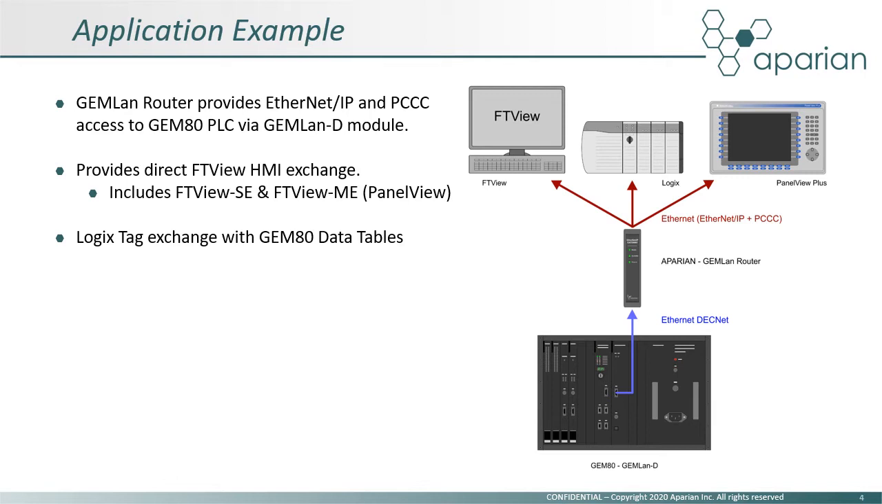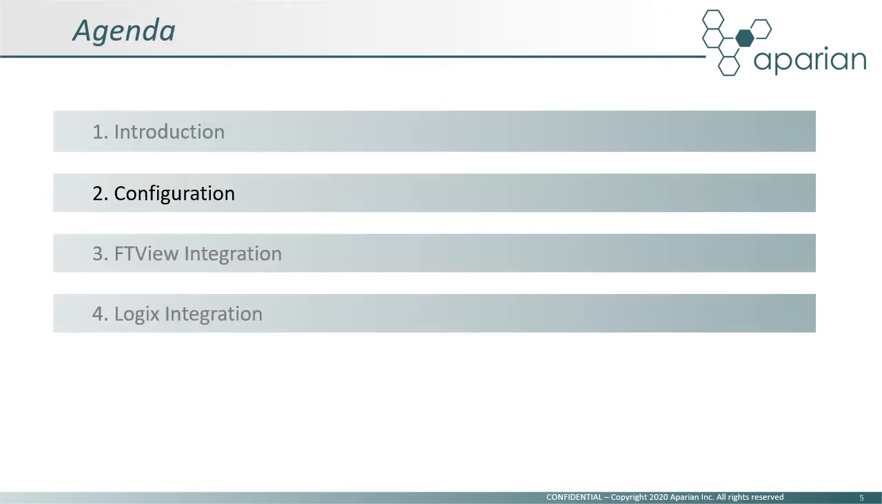This application example allows the user to replace the legacy HMI with FTView and migrate control of the GEM80 I/O to control Logix. In the following section, we will provide a basic overview of the configuration required for the GemLan router and how that translates into a working solution.